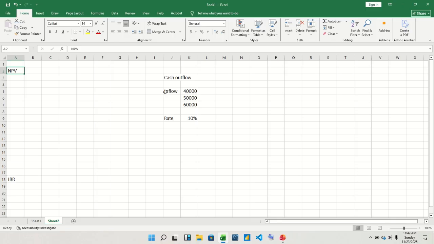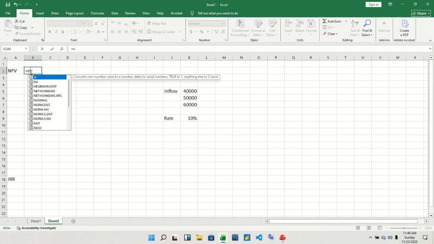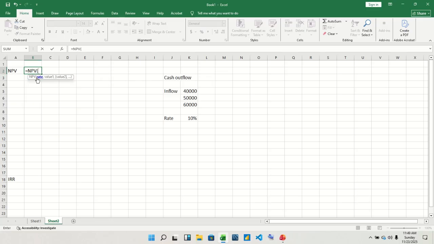So right now, we use this information here to solve for the NPV. To solve for the NPV, it is very, very simple. You simply come here, you type equals to, then you type the NPV. Once you type it, the NPV function comes out, you double click on it to select it, then you start with the rate as usual. You pick the rate, you put comma, then you pick all the inflows from here to here. After you have picked all the inflows, you close your bracket.